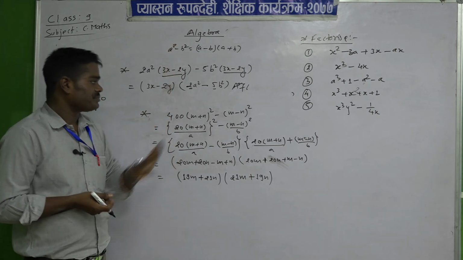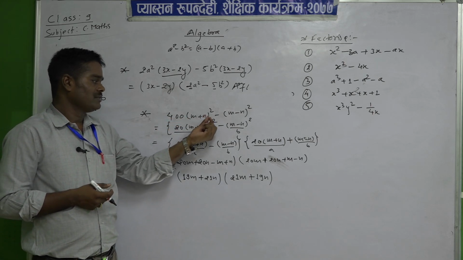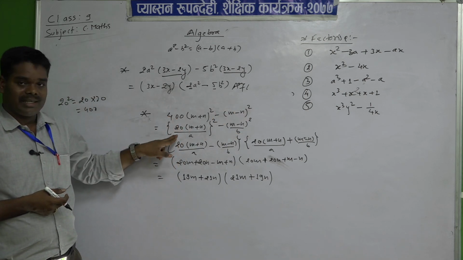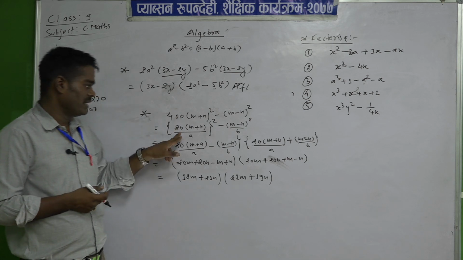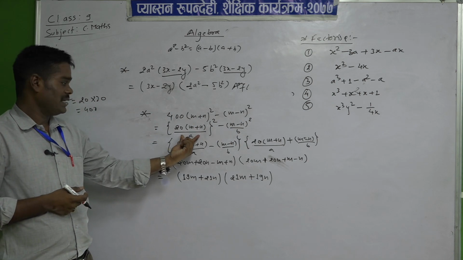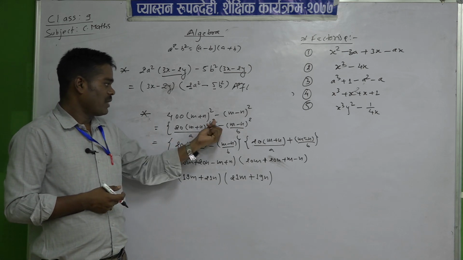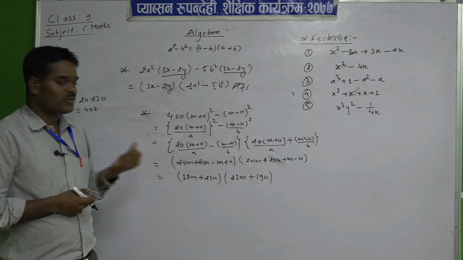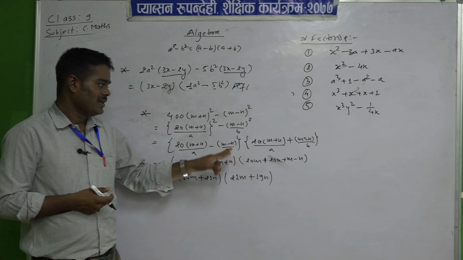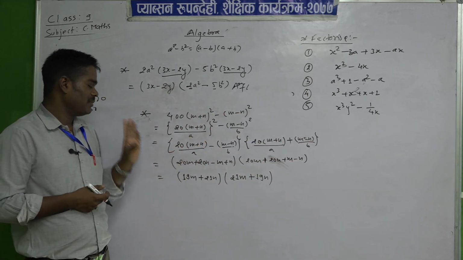So, see once again: 400 (m plus n) whole square minus (m minus n) whole square. So, we can write 20 in the square; the square of 20 is what? 400. So, 20(m plus n) whole square minus (m minus n) whole square. Let it be A and let it be B. So, we can use the formula A square minus B square, which means A minus B in one bracket, A plus B in the other bracket, and then we have to simplify, open the bracket.